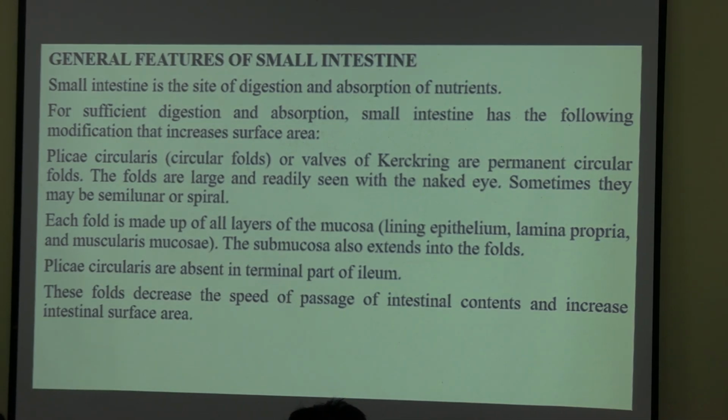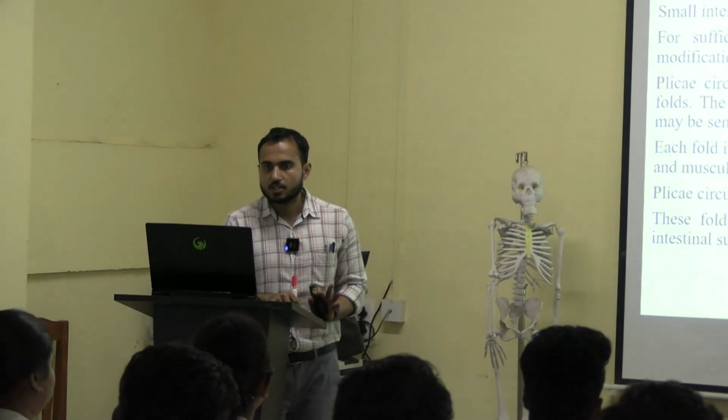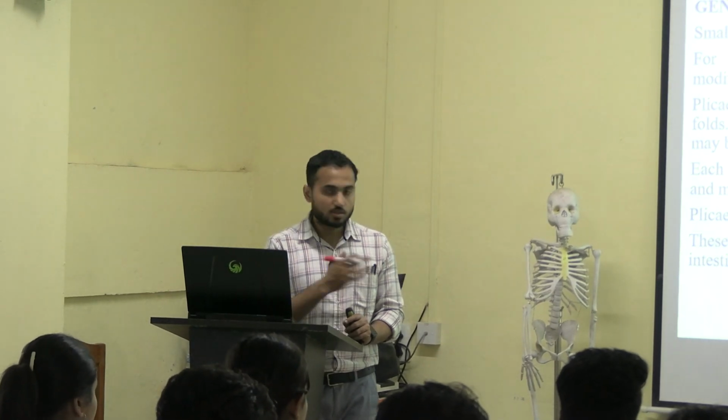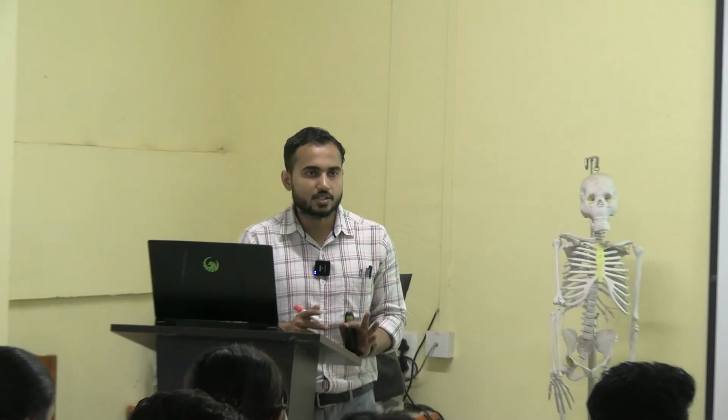So how many layers will be there? Four basic layers are there. Please learn those layers by heart. What are the names of those layers? Mucosa, submucosa, muscularis externa, serosa or adventitia. Those four basic layers will be present over here also, but there will be some modifications or changes.